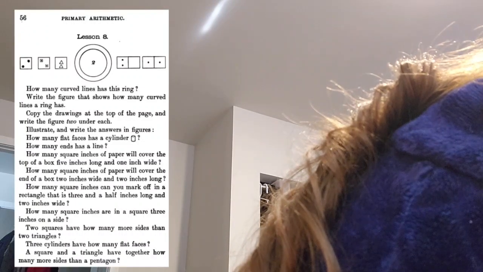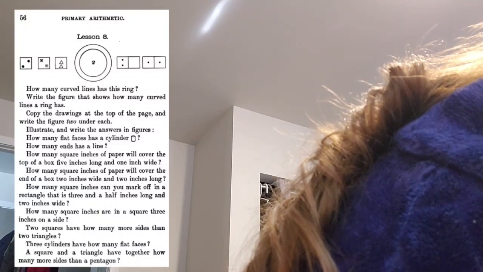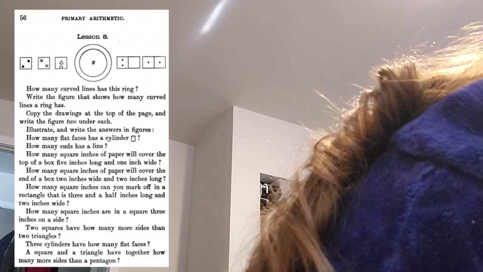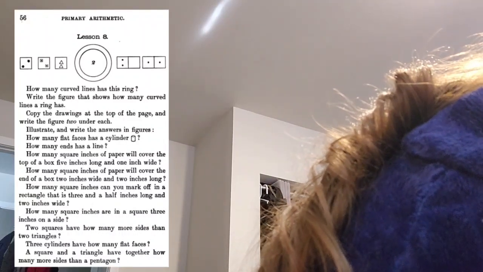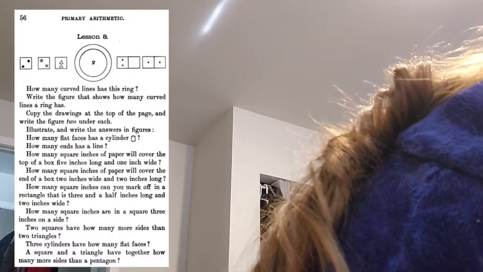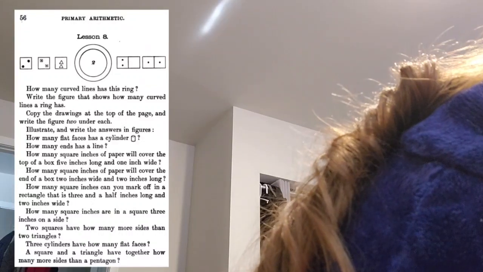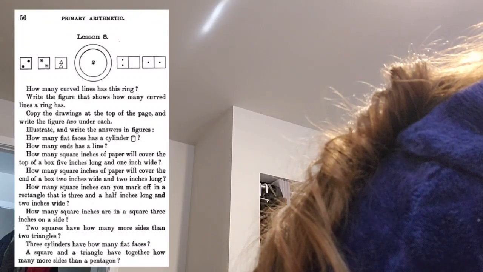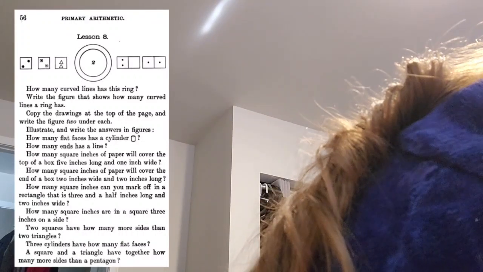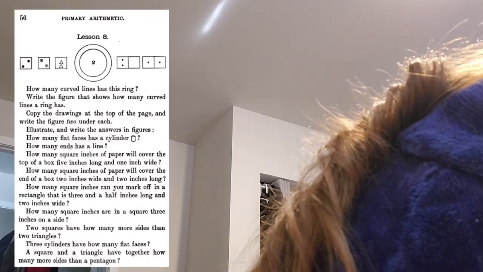Would you mark off 2 inches and 3 inches? That would be fine. Would you mark off 5 inches? Because you can't mark off the half inch because it's not an inch. It's only half. Okay, I'm going to say you can mark off 5 inches. The next one says, how many square inches are in a square 3 inches on one side?